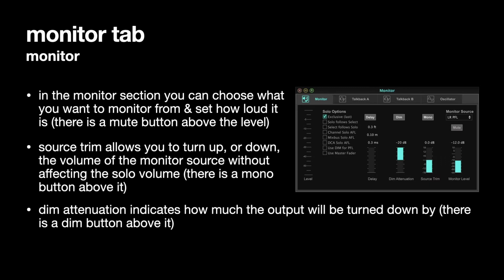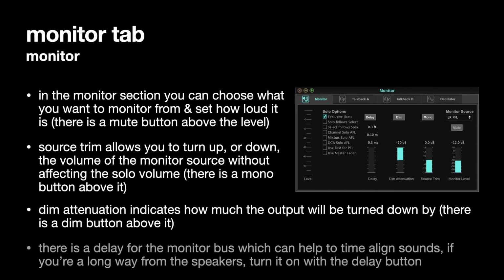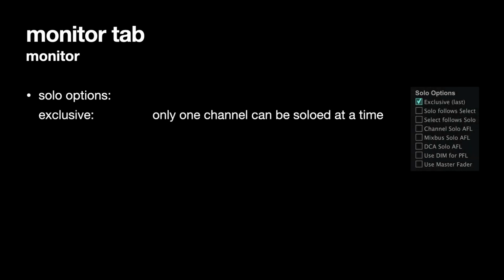Dim attenuation indicates how much the output will be turned down by. There is a dim button above this. Now it's minus 20 dB on this screen grab, but if you press that dim button above it, then you'll hear that dim attenuation. If you don't press that dim button, you won't hear the dim attenuation. There is a delay for the monitor bus, which can help to time align sounds if you're a long way from the speakers. There are lots of solo options on the monitors.